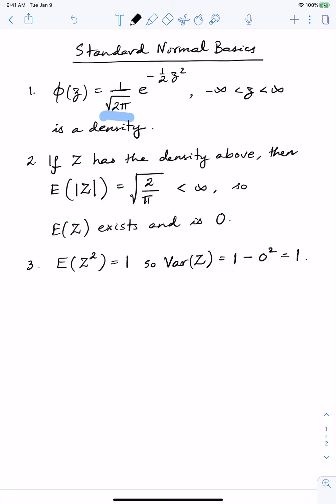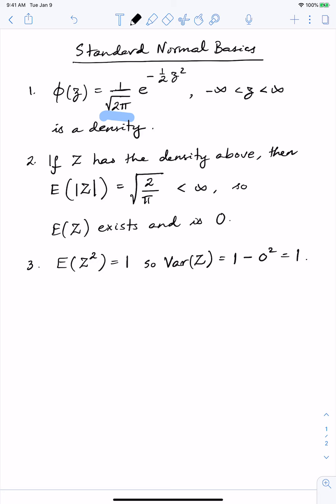And the reason we did this work, the reason we didn't just say, well, the density is symmetric about 0, therefore the expectation is 0, is because of the cautionary tale of the Cauchy distribution, which is also symmetric about 0, but doesn't have an expectation. So we had to do this work. And we also showed that the expectation of z squared is equal to 1, and so the variance comes out to be equal to 1.